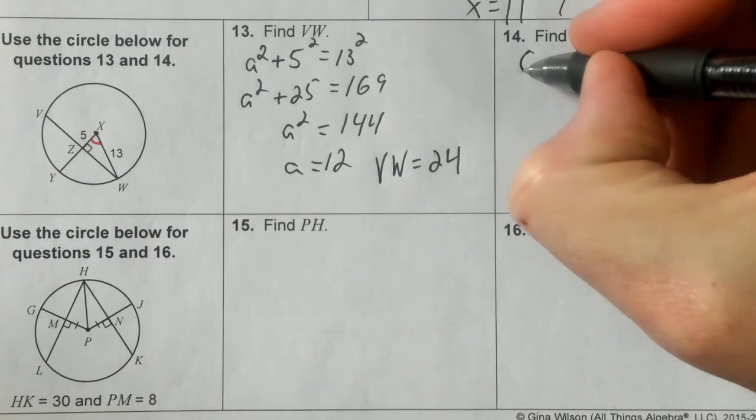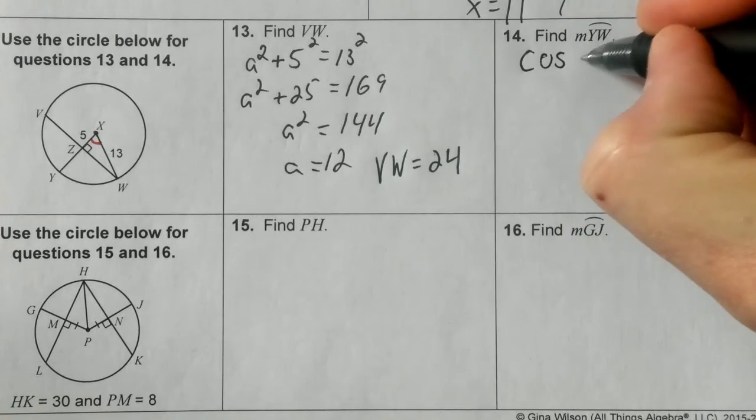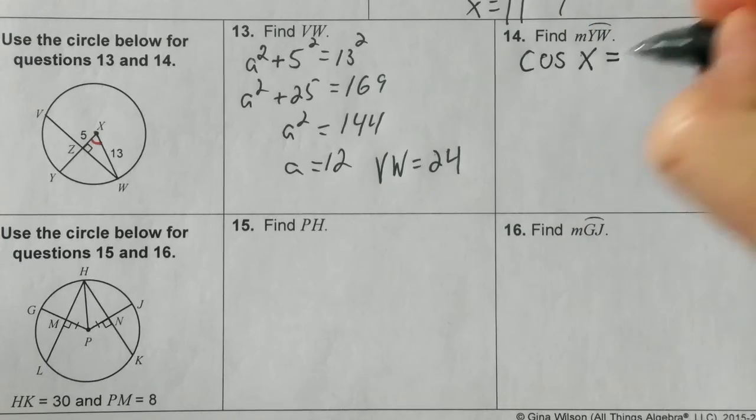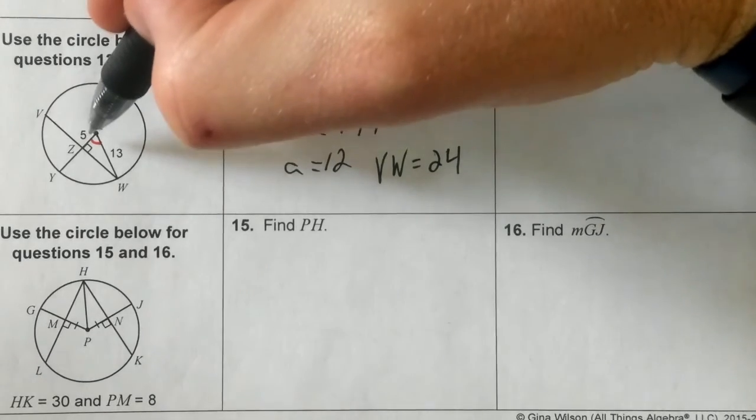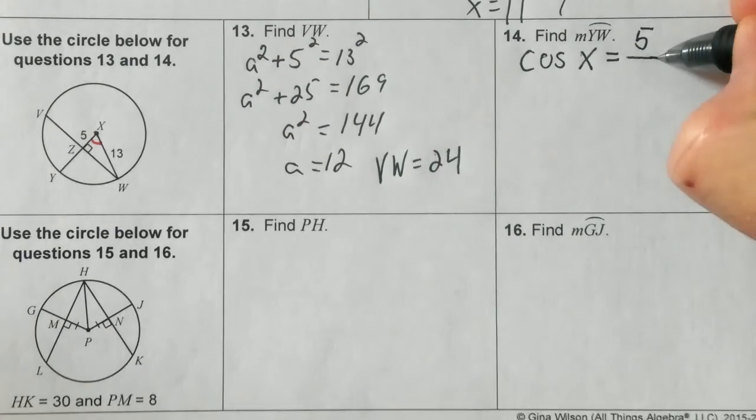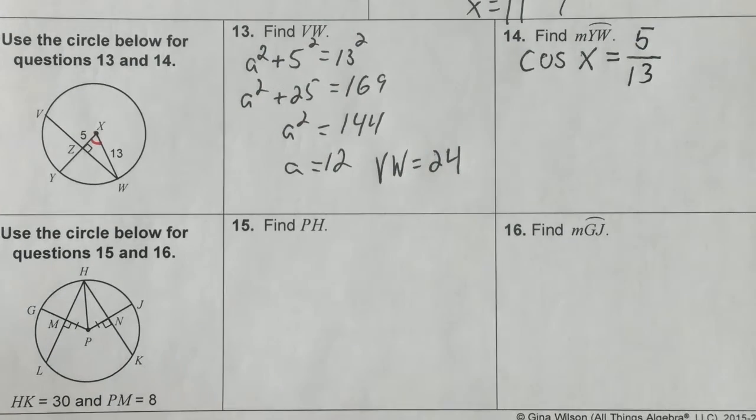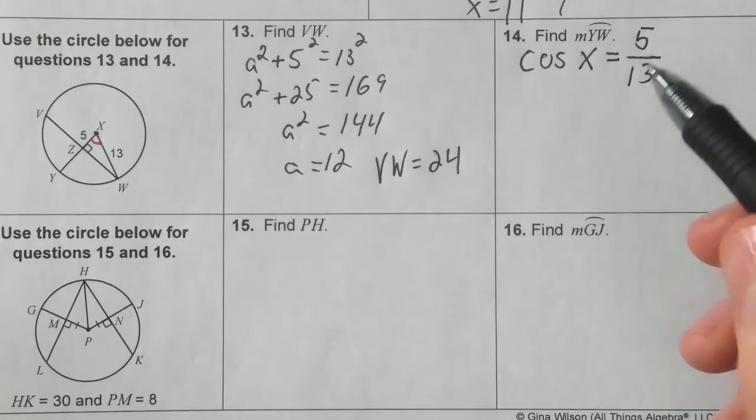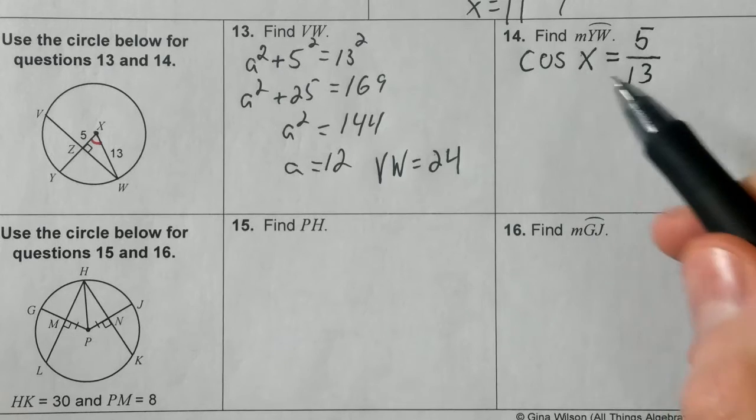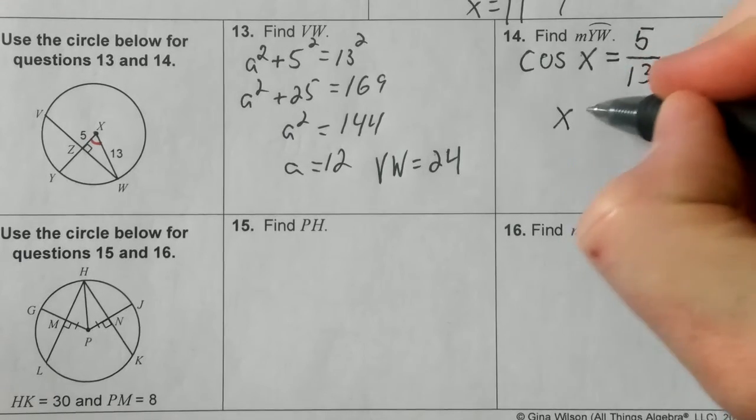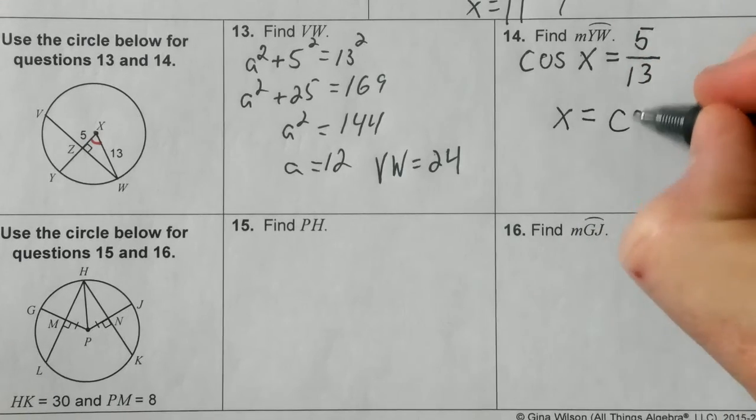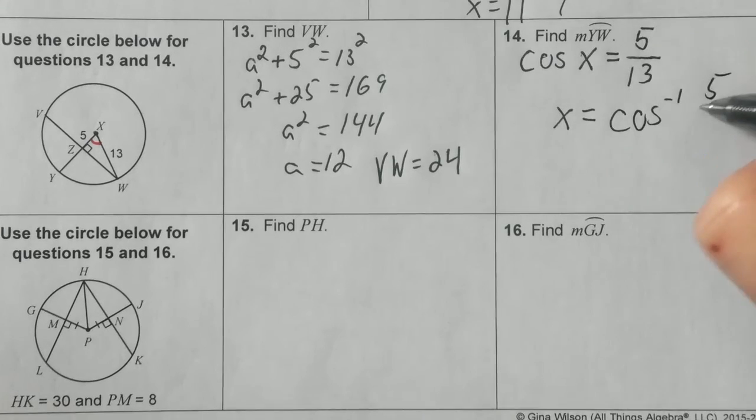So we can say the cosine of x is equal to the adjacent, which in this case is 5, the adjacent side is 5, over the hypotenuse. Okay, now this is actually an inverse trig function because we need to isolate x. So to do that, we're going to use inverse cosine. Okay, so I can rewrite this as x equals the inverse cosine of 5/13.